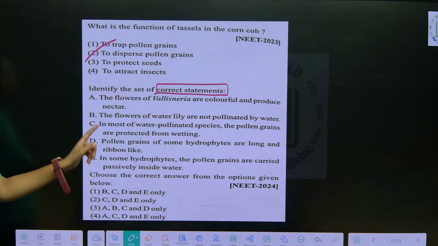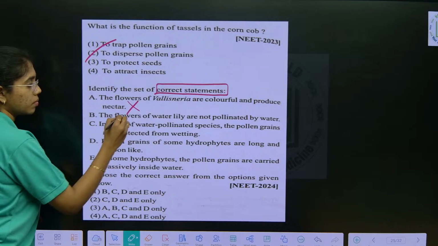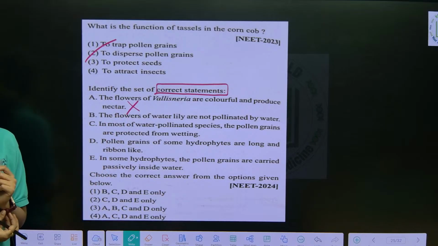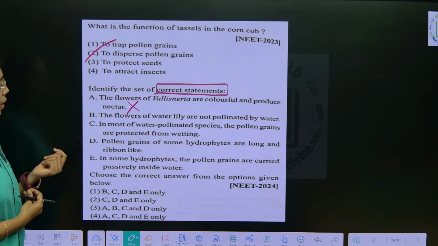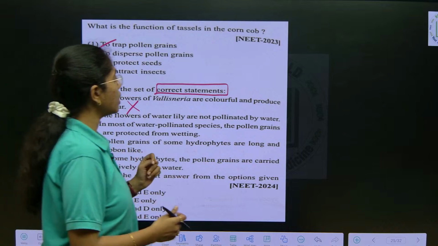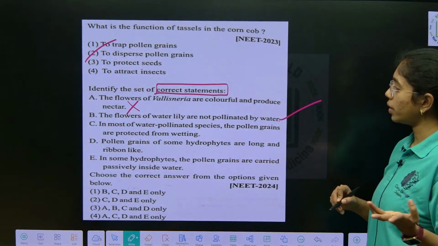First statement you see, beta. The flowers of Vallisneria are colorful and produce nectars. Vallisneria mode of pollination is abiotic, epihydrophily, right? Most of the flowers of water lily are not pollinated by water, true. Water lily and water hyacinth are not pollinated by water.